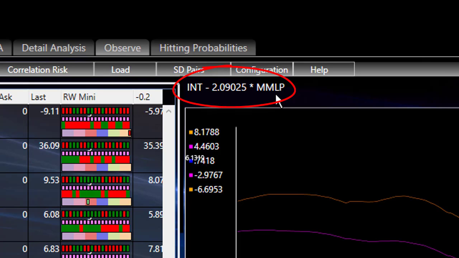It is a short, so for every share of INT that you sell, you're going to buy 2.09 shares of MMLP. Good luck with your trading.